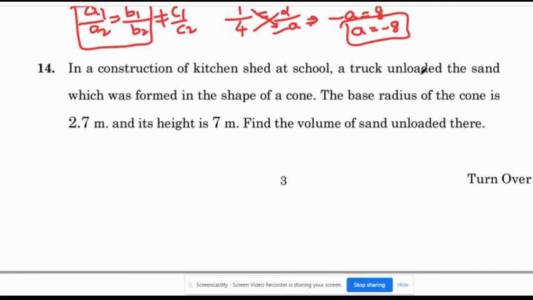14th question, in the construction of a kitchen shed at school, a truck unloaded sand which was in the form of a cone. The base radius of the cone is 2.5 meters, height is 7. Find the volume of sand.